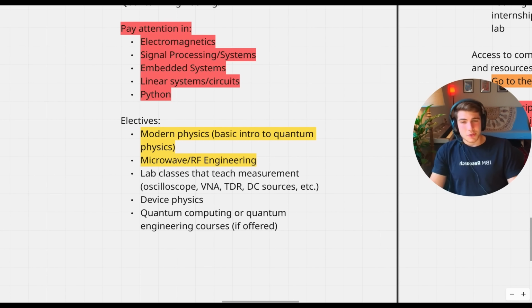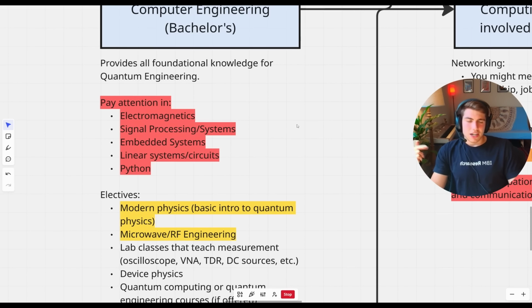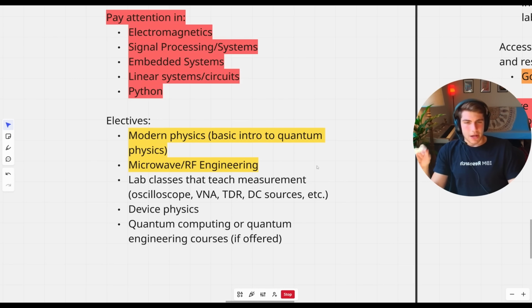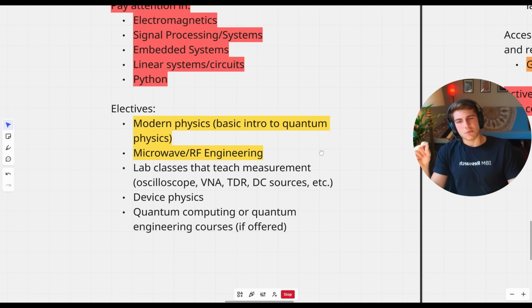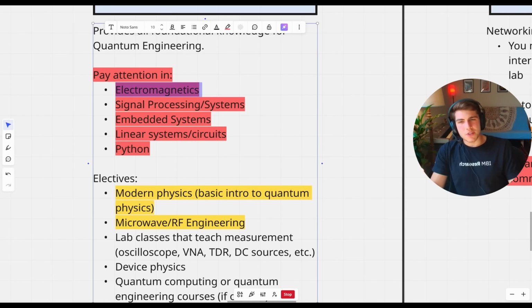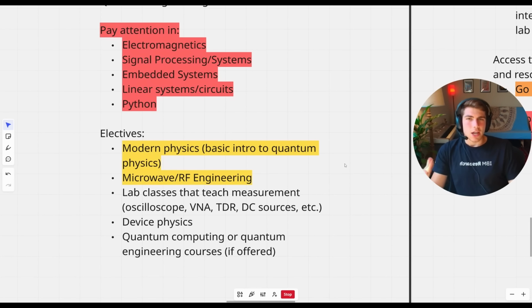As far as the electives, in addition to the core electrical engineering, you want to take modern physics, because that's going to give you some sort of basic introduction to quantum physics. Essentially, all you want is some basic introduction to quantum physics, and you should be able to get that somewhere in your electrical engineering curriculum. Then you want to take RF and microwave engineering, which is basically electromagnetics, but focusing on how we communicate with electromagnetic waves in the RF and microwave regime, like in the gigahertz region, right?